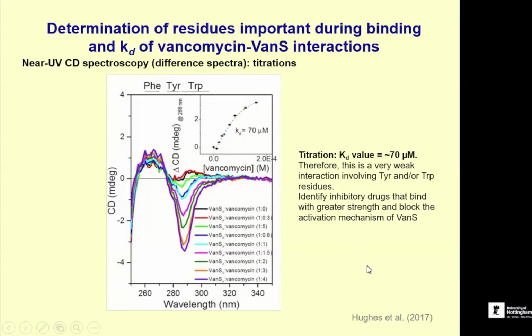titrations with Van S to determine what the KD value is, the strength of binding between them, and we find that it's 70 micromolar. It's given away on the slide what the strength of a 70 micromolar KD is, and that's very weak because we're running out of time. I won't go beyond that. So you can do titrations, just add in more and more vancomycin. It changes the spectrum increasingly, and you can use that to model and find out what the KD value is that's equivalent to.